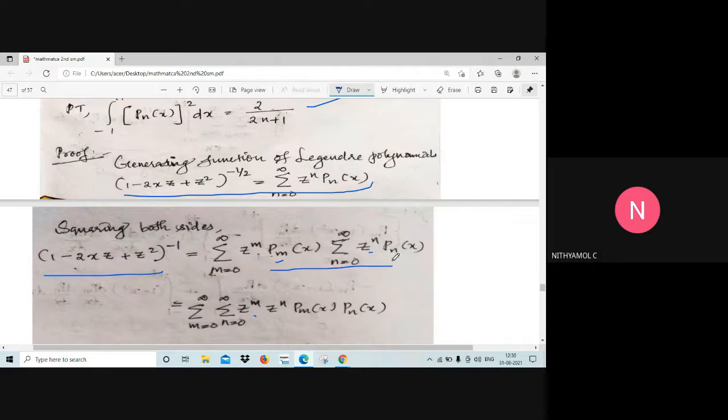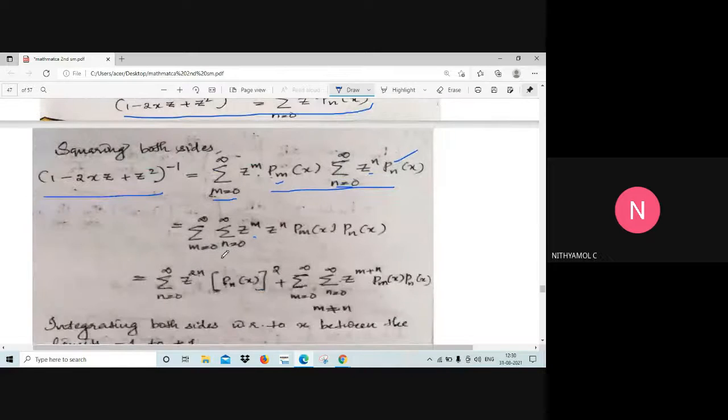When we are squaring this, here the square means -2 by 2, that is -1. Then squaring this term, we will get z raised to n pn of x into z raised to n pn of x. Two terms squaring now, and I am using two indices, one index m and one index n. So summation over m equal to 0 to infinity z raised to m pm of x into summation over n equal to 0 to infinity z raised to n pn of x. So combined, we can write it like this: summation over m equal to 0 to infinity, summation over n equal to 0 to infinity, z raised to m, z raised to n, pm x, pn x.